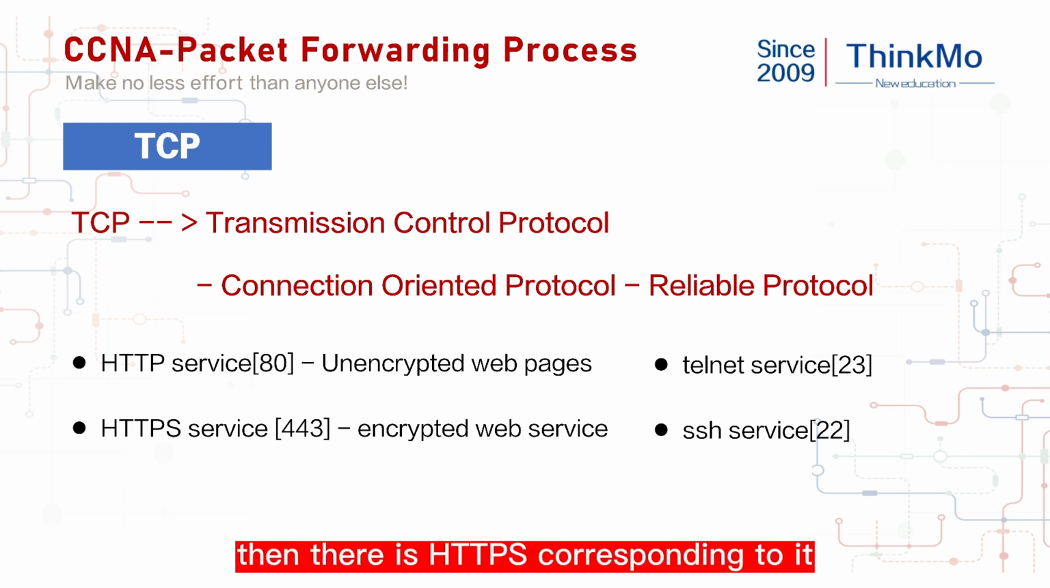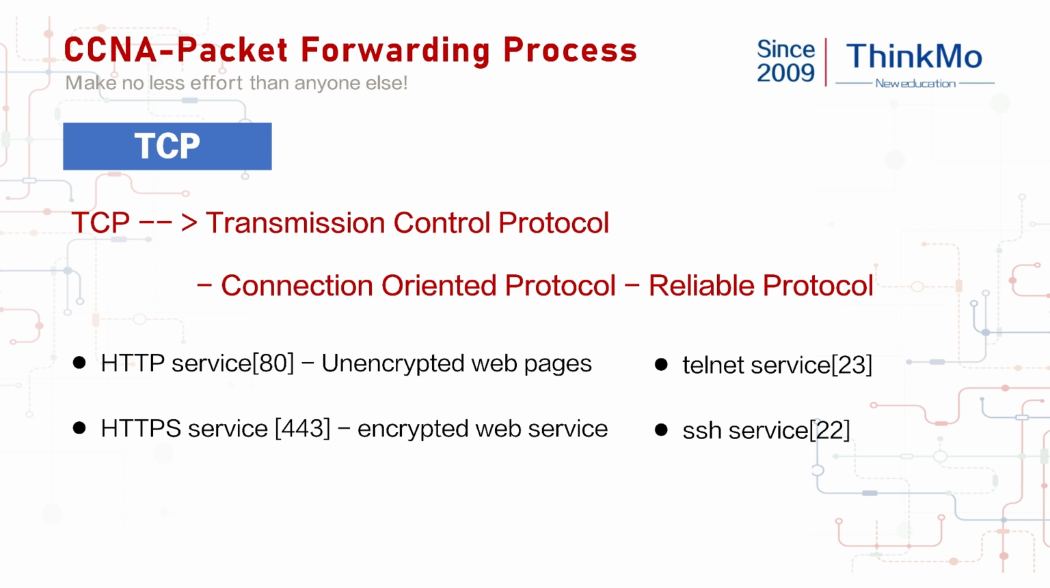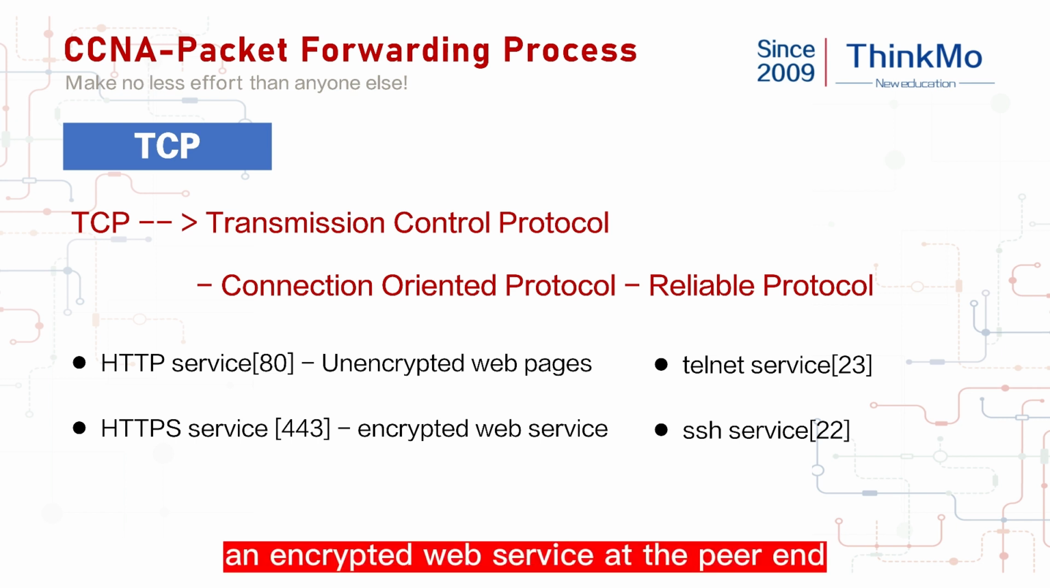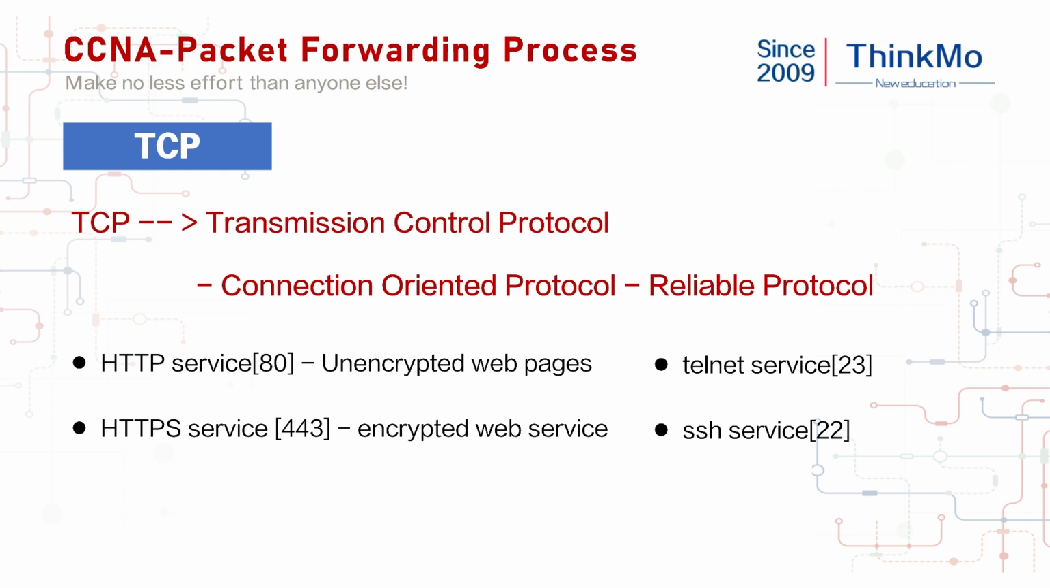Then there is HTTPS corresponding to it. It is port 443. That is, if the host wants to access an encrypted web service at the peer end, then it accesses port 443 of the peer. This is called a well-known port. Many people in the world are now using such ports, so a clear definition is made.